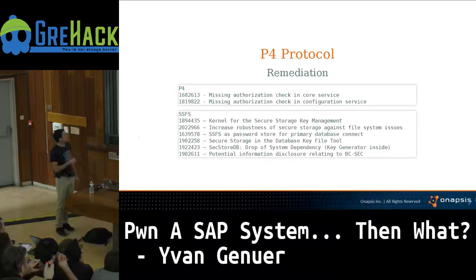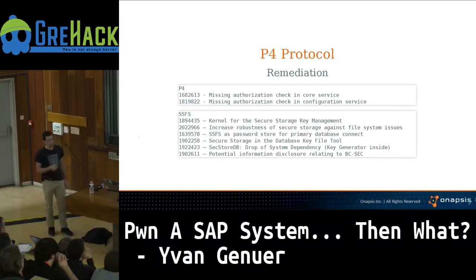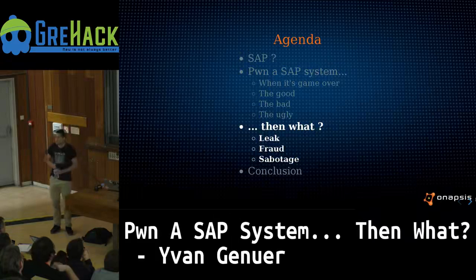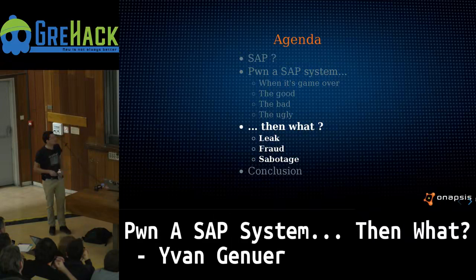So I put the security note for P4. The P4 vulnerability is a bug, so you can patch it. If you run a new Java kernel, this is okay. For the SSFS, it's quite different, but okay. All right. So I showed you how it's very complicated to own an SAP system.